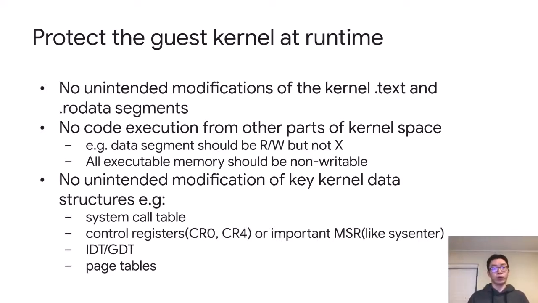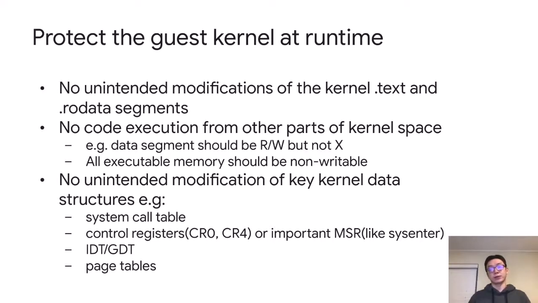And third, we want to make sure there are no unintended modifications of key kernel data structures. For example, the system call table, which is a table of function pointers. If hackers manage to replace it with something else, the user may get monitored or hacked without realizing it. Another example is control registers, like CR0 or CR4. There's a bit in CR0 which is write protection. If you turn off that bit, the processor will allow you to write to read-only memory, which is not ideal.